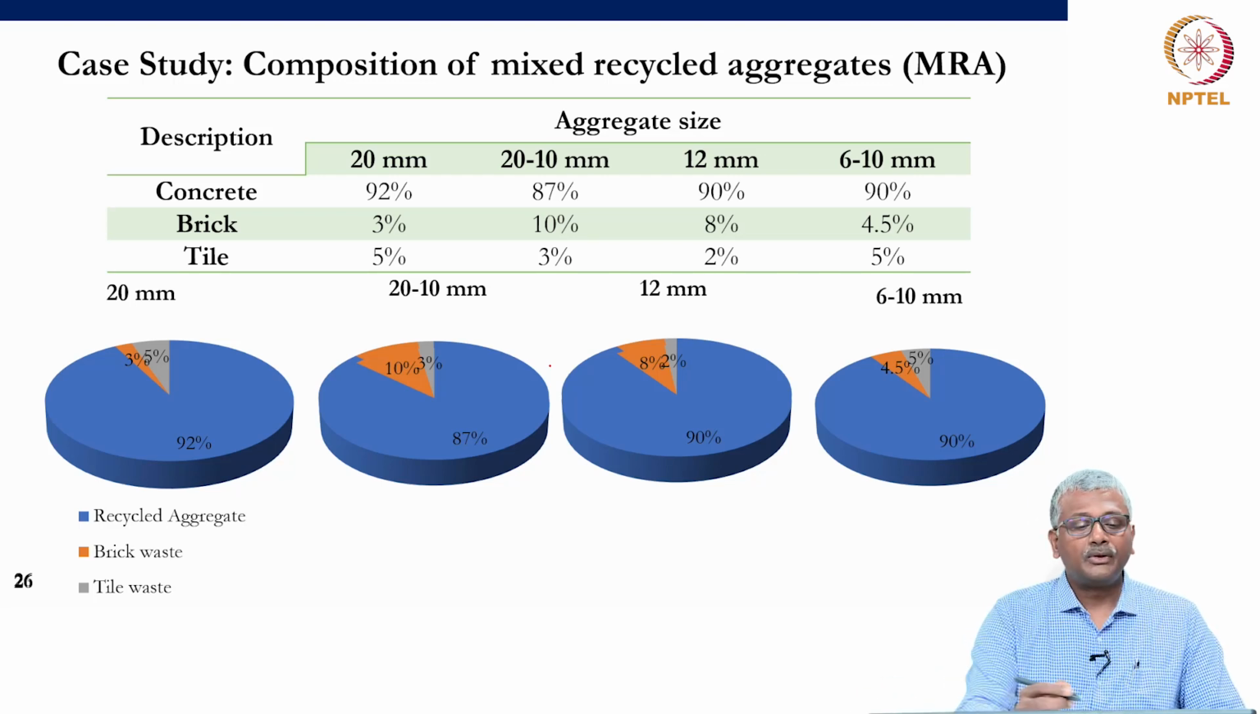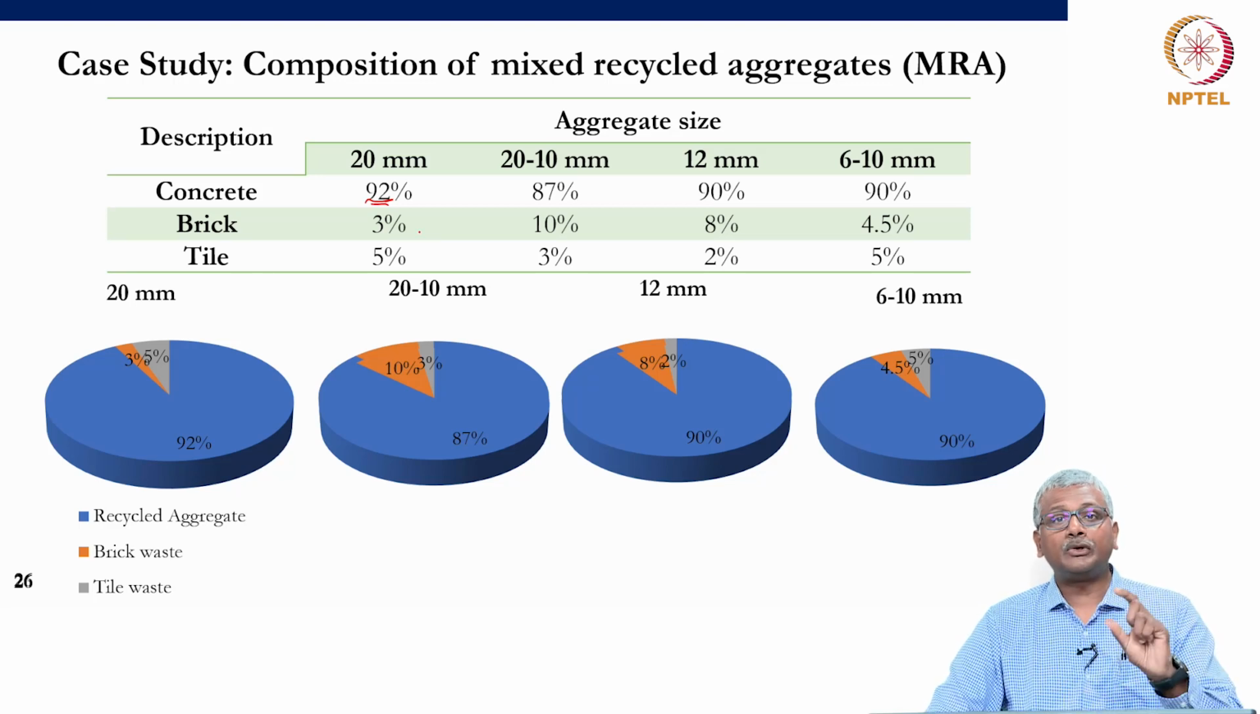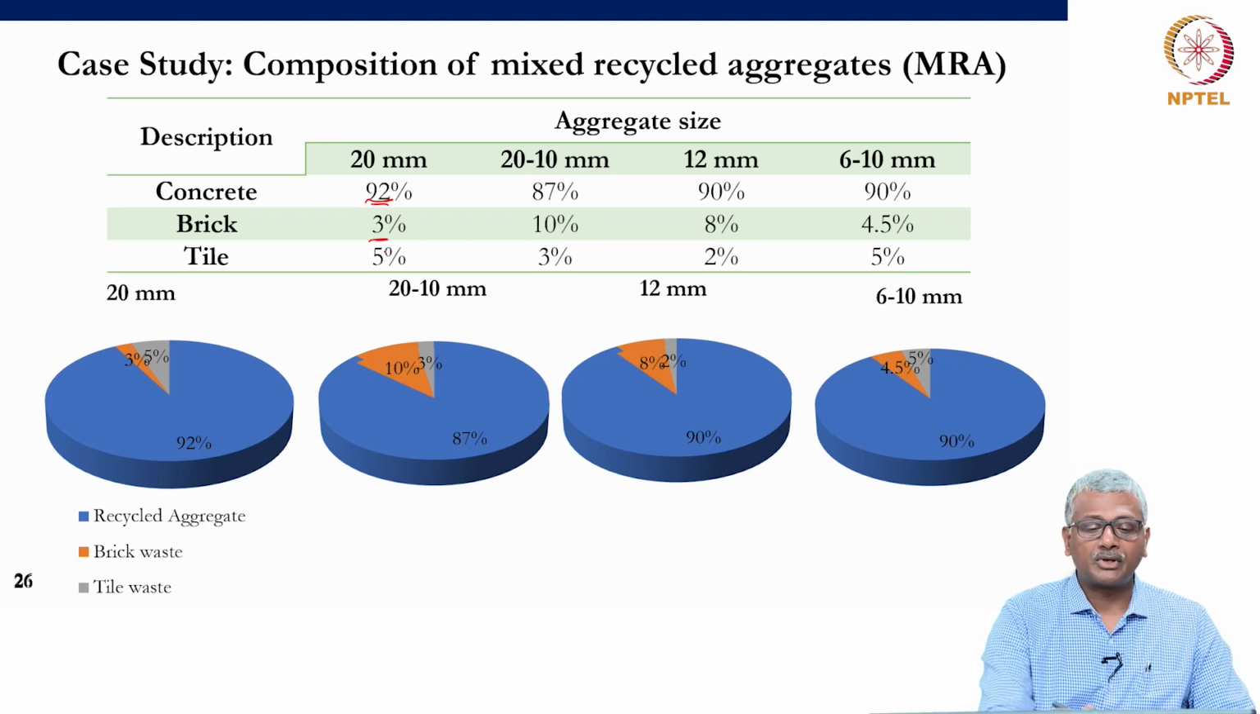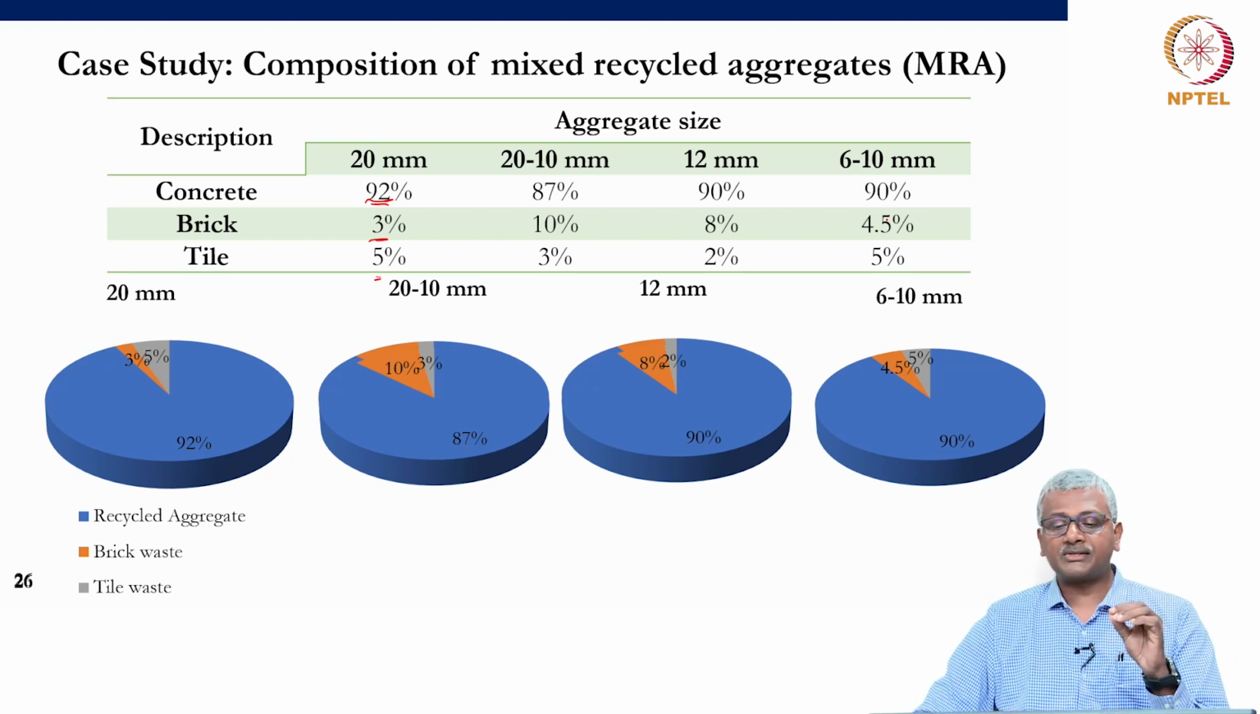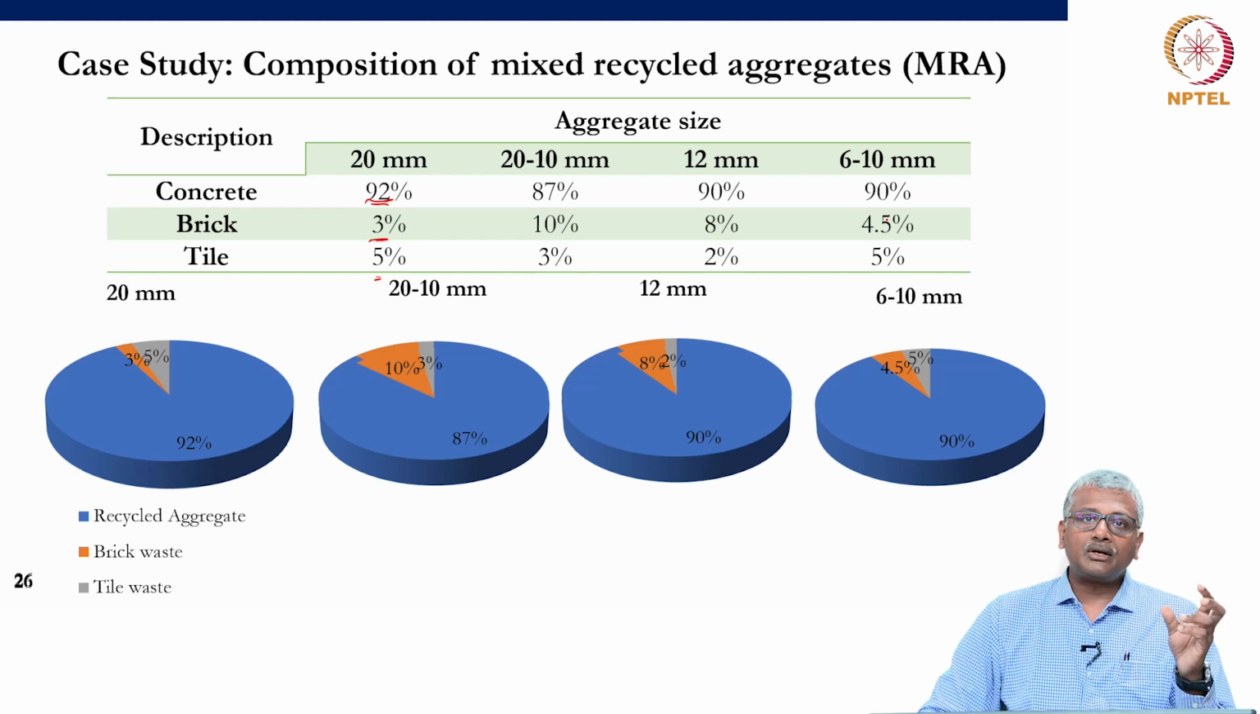So, here you can see that concrete aggregate is nearly 92% in the 20 millimeter size range, concrete was nearly 92%, the brick waste was only about 3% and tiles were about 5%. As we went into the other scales, you can see that concrete waste is still the majority of the particles that are being collected in the different particle sizes.